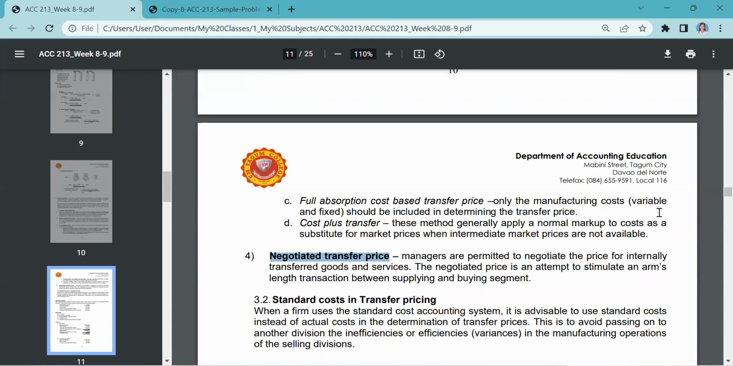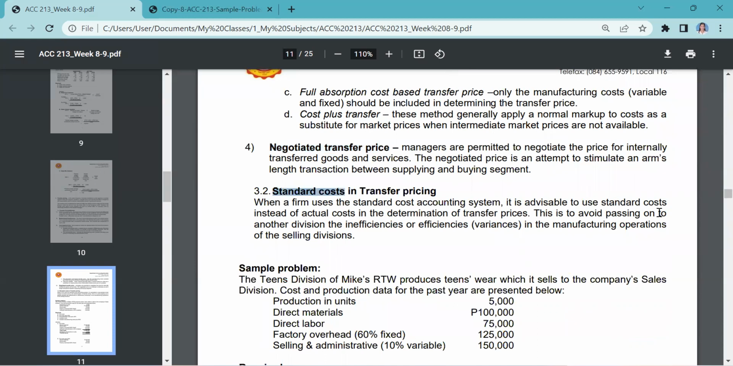So it's a negotiation, it's an agreement between the buying and the supplying segments. Okay? So next would be the standard cost. So what's the role of standard cost in transfer pricing? When the firm uses a standard cost accounting system, it is advisable to use standard cost instead of the actual cost in determination of the transfer prices. So why? This is to avoid passing on to another division the inefficiency or efficiencies of the certain division, the selling division.